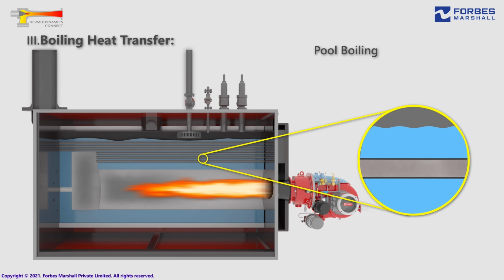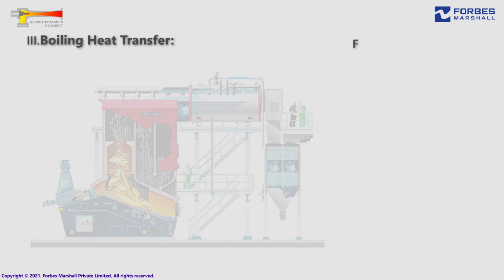In pool boiling, the fluid is stationary and any motion of the fluid is due to natural convection currents and the motion of the bubbles due to buoyancy. Boiling inside a fire tube boiler is an example of pool boiling.